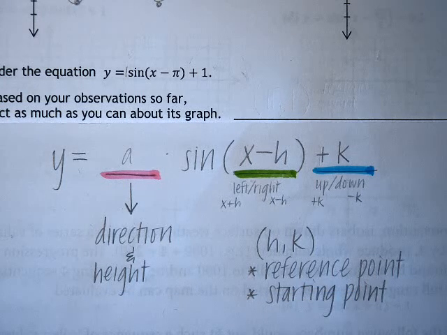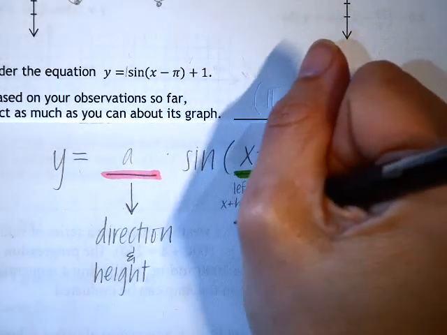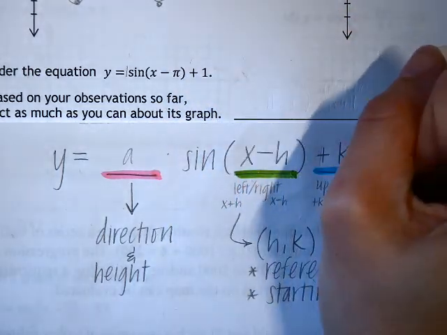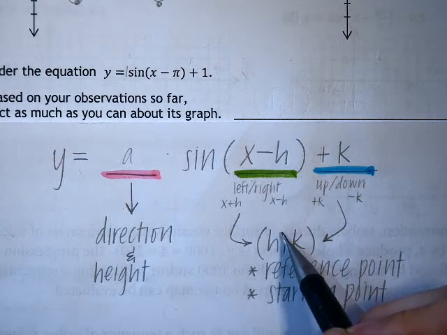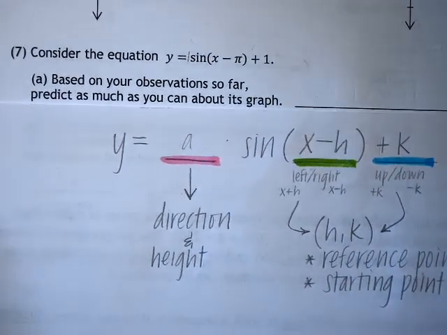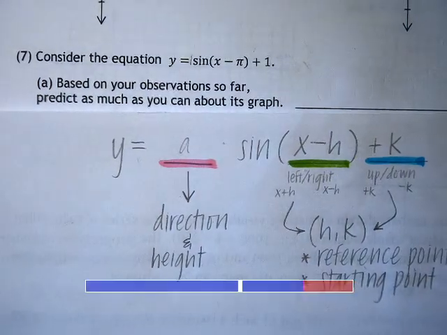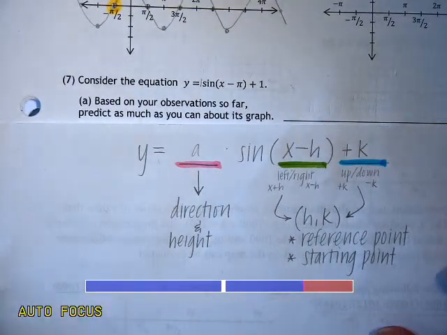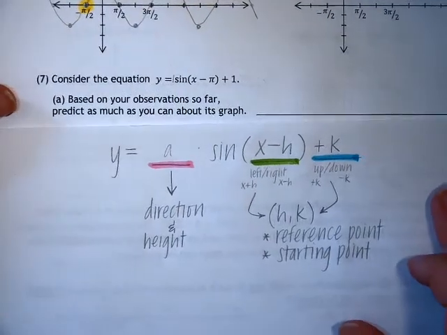So if you want to summarize this idea, all of the left and right and up and down stuff just boils down to one set of coordinates, h and k. So with that said, let's see if we can think about the predictions that you might have made and see if some of those predictions ended up coming true.